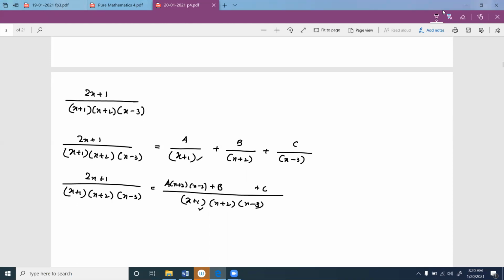Okay, B. I just made a small separation because we need more space on that. Plus C, right? Then cover x plus 2 from this denominator. If you cover x plus 2, what is the remaining term? If you cover x plus 2, the remaining term becomes x plus 1 and x minus 3.